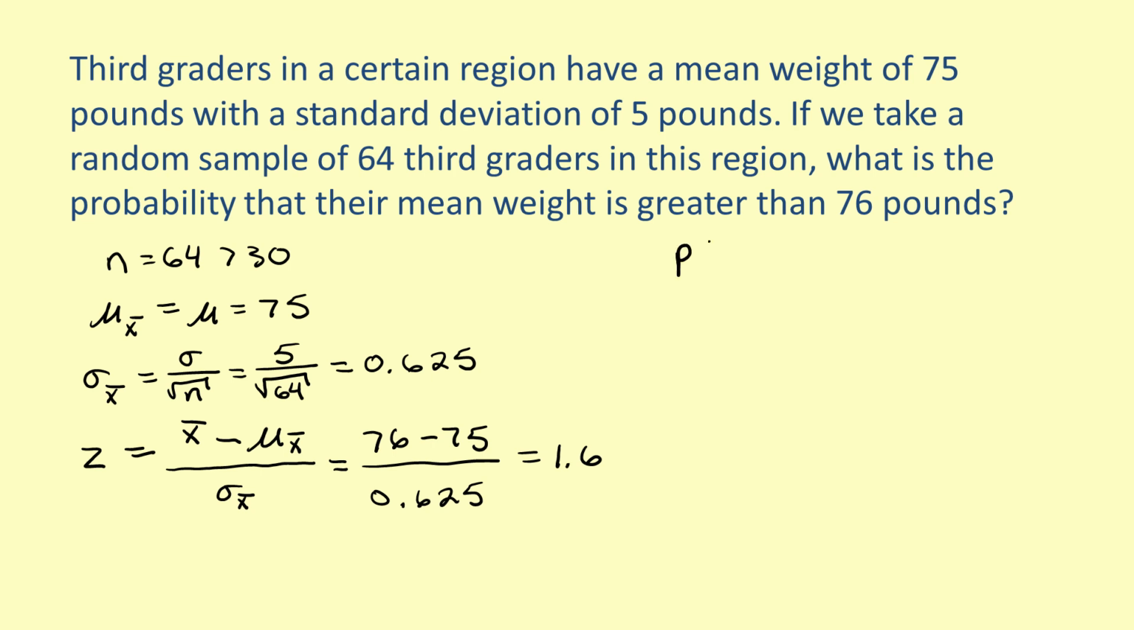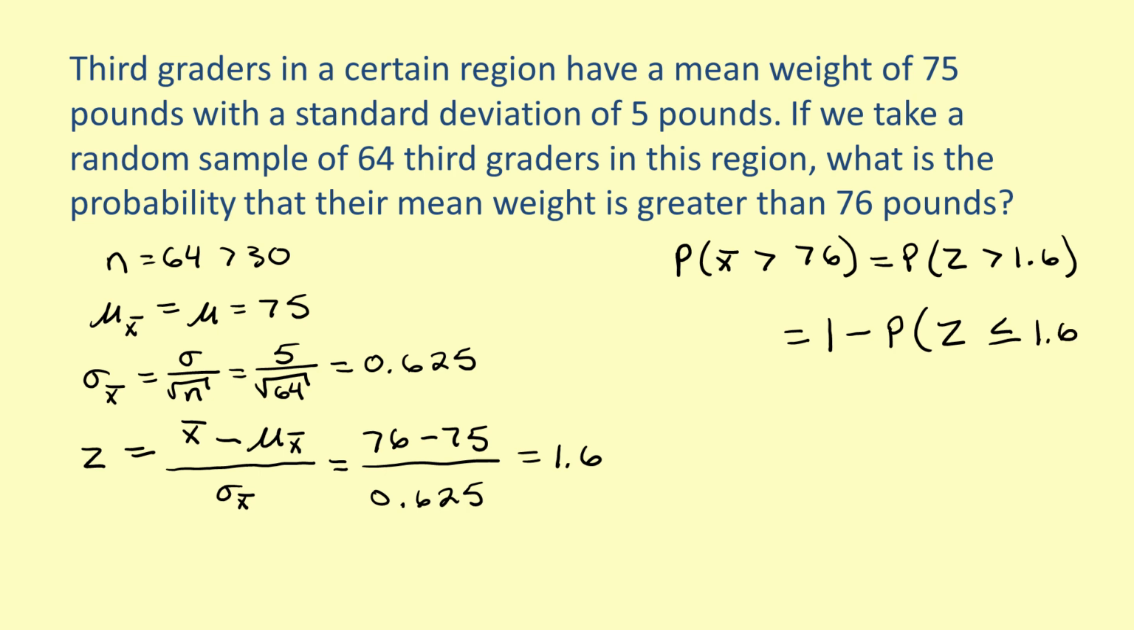So the probability that the sample mean x bar is greater than 76 is equal to the probability that z is greater than 1.6. A z-table gives us areas under the standard normal distribution to the left of a given value. To find the area to the right, we can use the complement rule and subtract from 1 the area to the left. In this case, we can find 1 minus the probability that z is less than or equal to 1.6.